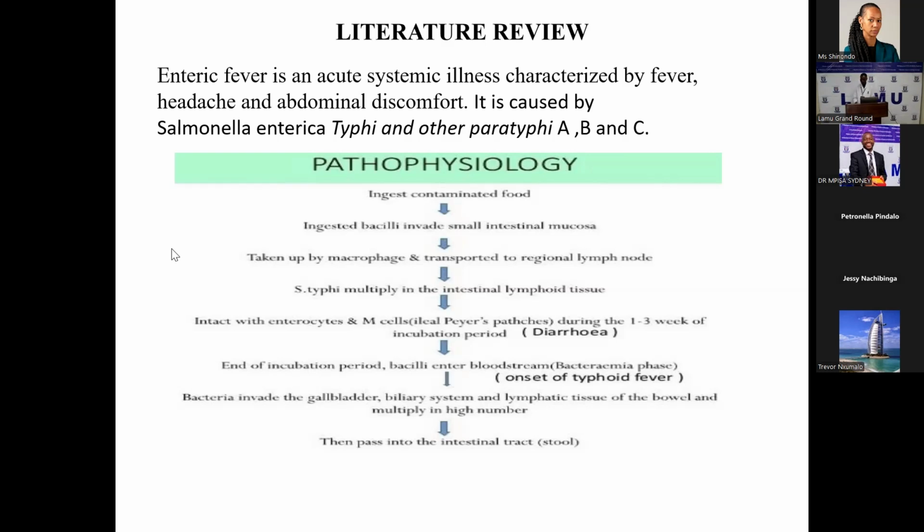of the bowel, and multiply in high amounts, contributing to carrier states also. It is then passed into the intestinal tract and passed outside the body, and the cycle continues just like that. Worth mentioning also are the virulence factors, the Vi antigen, which is the Vi capsule that inhibits phagocytosis, and the toxin that's produced exclusively when the Salmonella typhi is intracellular. So the endotoxin induces cell cycle arrest, and in this way, it kills the host DNA.